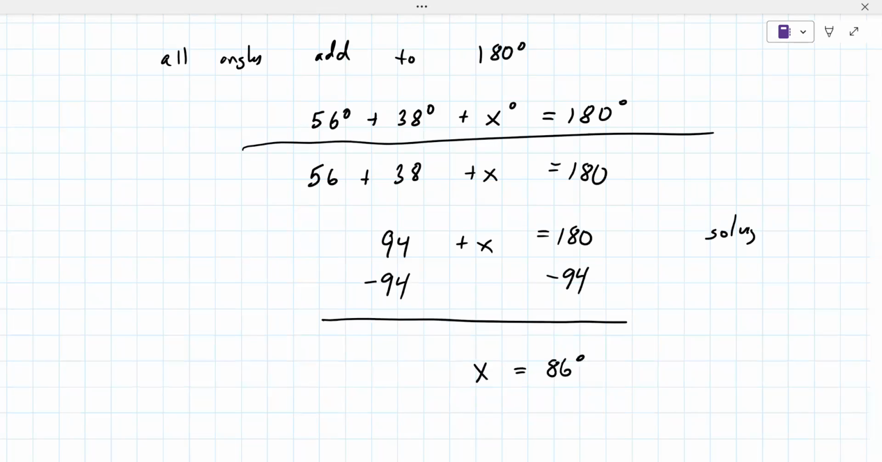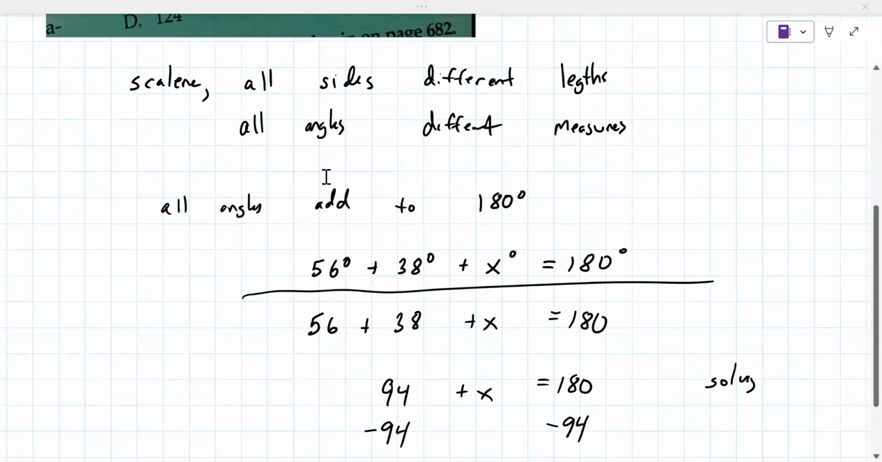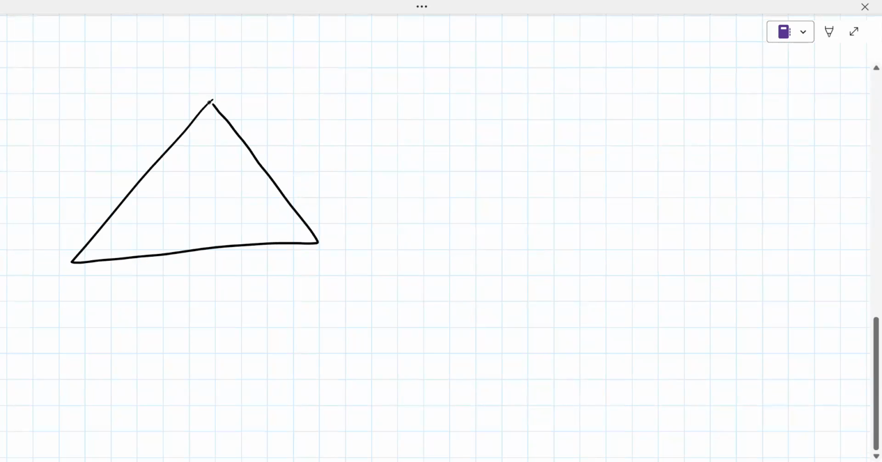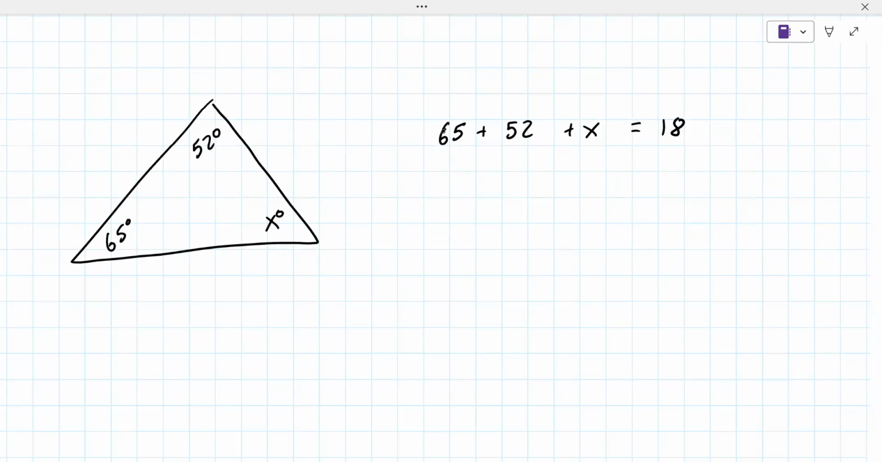So, a couple of takeaways, right? The first is that all the angles in a triangle add up to 180. So if I give you a new problem, like a triangle where this is 65 degrees, and this is 52 degrees, and this is X degrees, what do these three angles have to add up to? 180. So you can write an equation: 65 plus 52 plus X equals 180. Will you try to solve that, please?